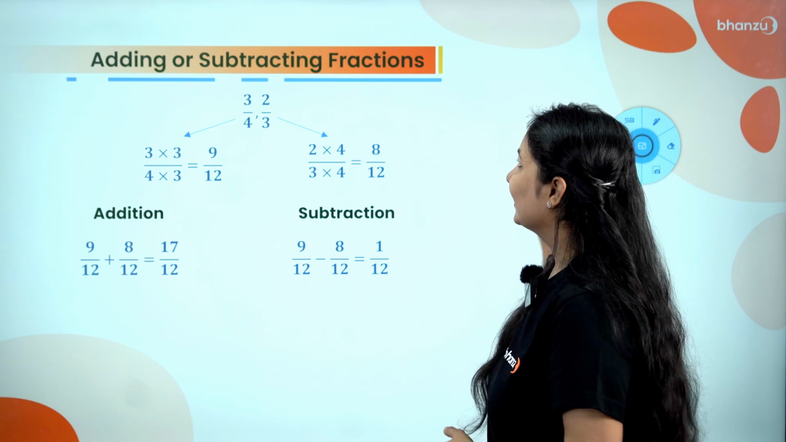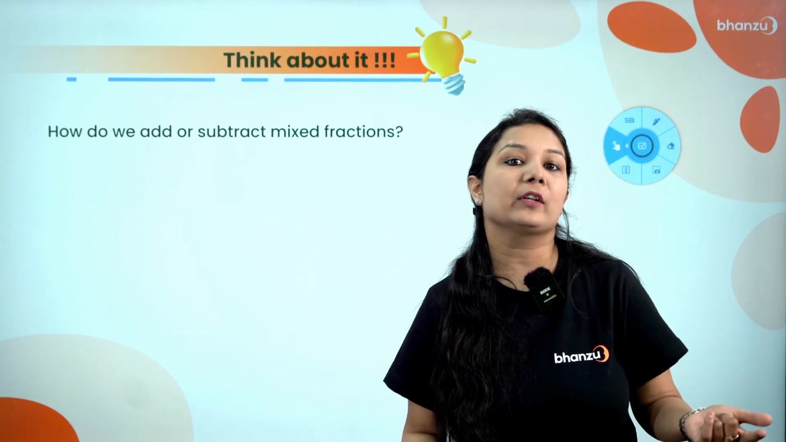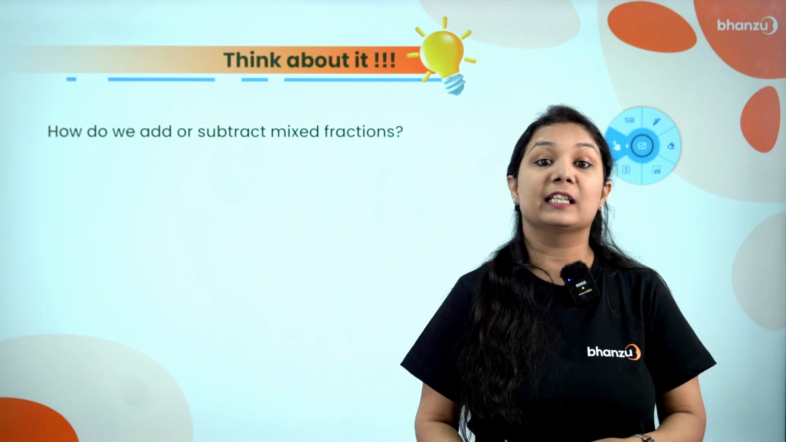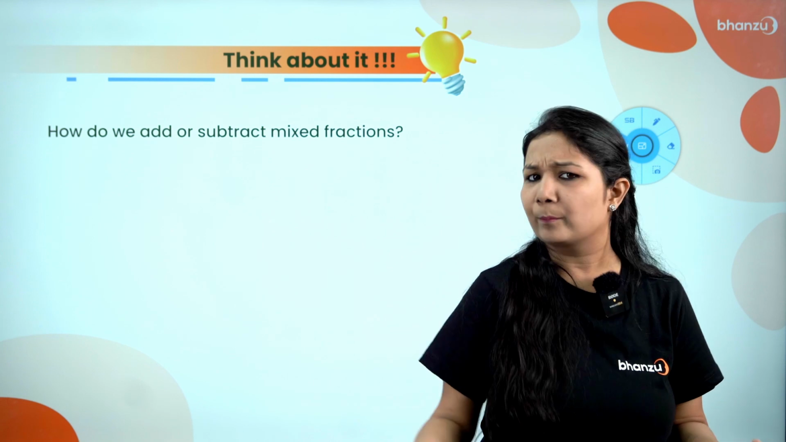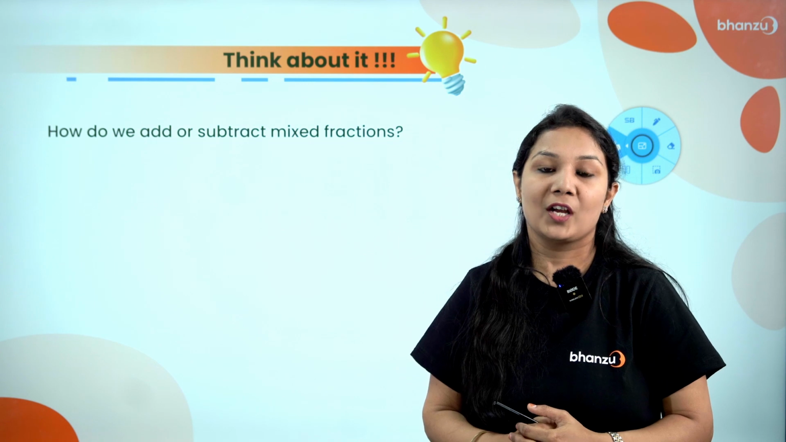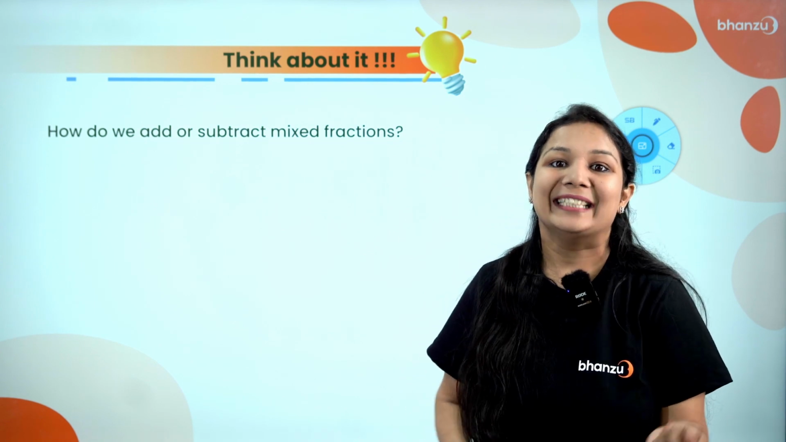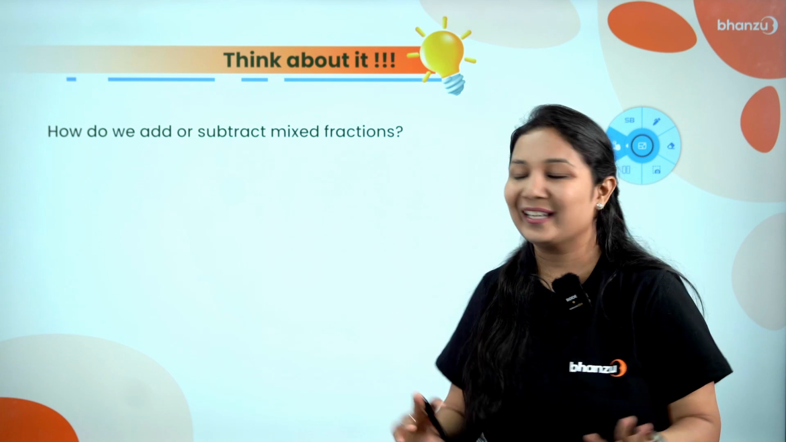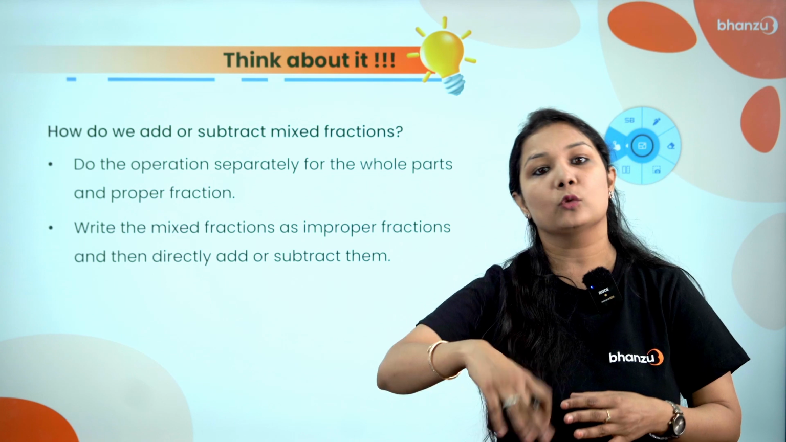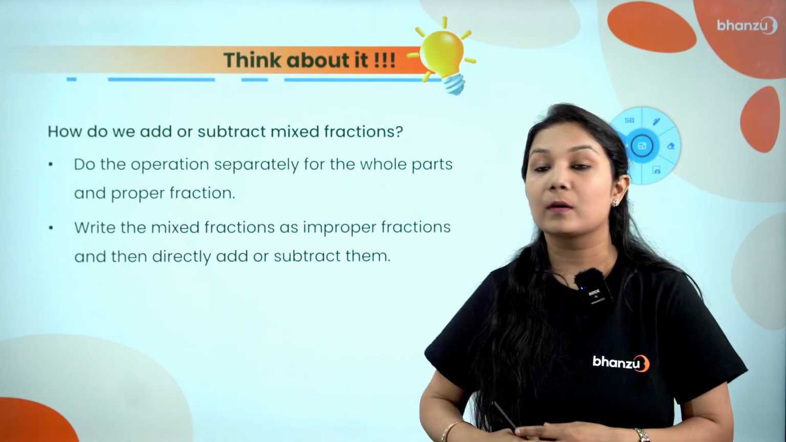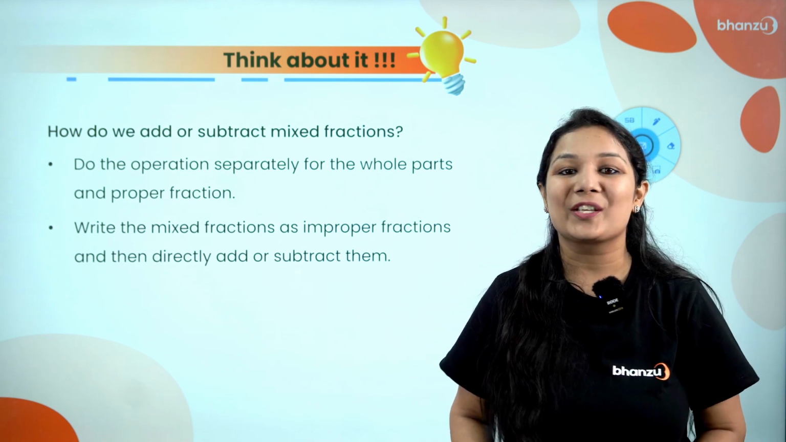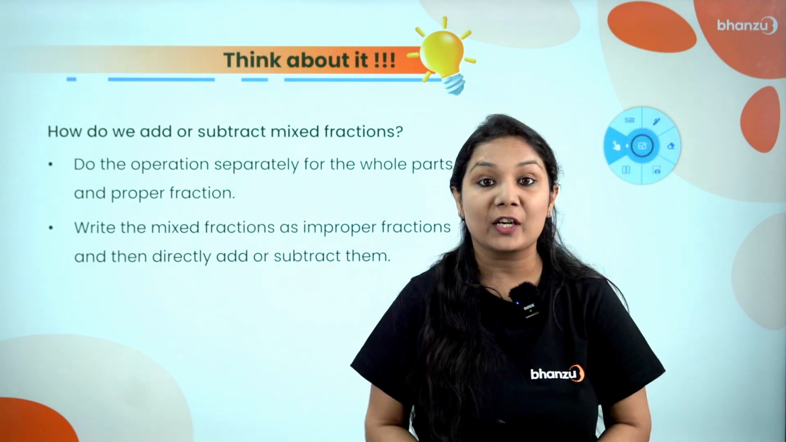Right? So let's move ahead and think about a very interesting question. Till now we talked about like fractions and unlike fractions, which are either in the form of proper fractions or improper fractions. What if I give you mixed fractions? To add or subtract, what will you do? There are two different ways to do it. The first one is to do the operation separately. That is, if it's an addition question, do the addition separately for whole numbers and then for the proper fractions. If it's subtraction, do the subtraction separately for whole parts and proper fractions.